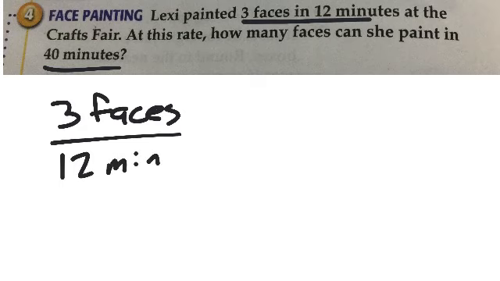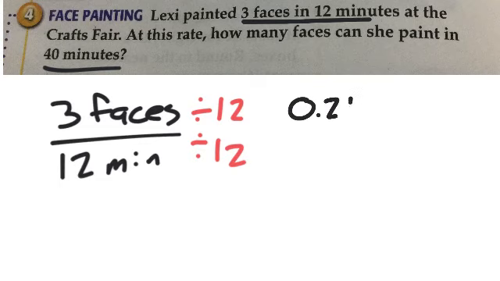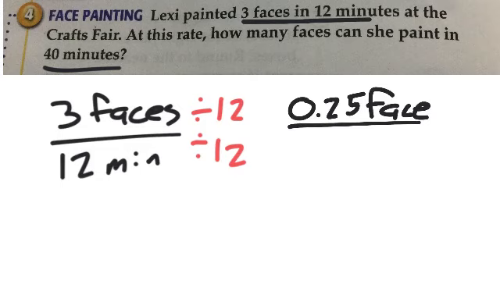Now, next section, we're going to learn a little bit different way to work this problem. But for now, let's make this into a unit rate. So I want to make the denominator 1. So I would divide by 12 in the numerator and denominator. 3 divided by 12 is 0.25 or 1/4. So she can paint a quarter of a person's face in 1 minute.